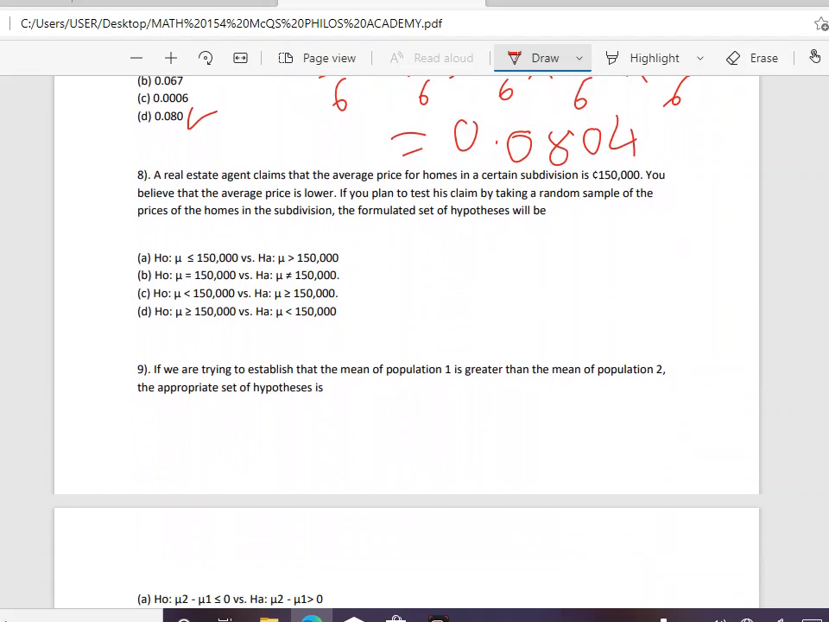Okay, so quickly let's go to question 8. Question 8 says a real estate agent claims that the average price for homes in a certain subdivision is 150,000. Now you believe that the average price is lower. If you plan to test his claim by taking a random sample of prices of the homes in the subdivision, the formulated set of hypotheses will be. Now, let's look at this carefully.